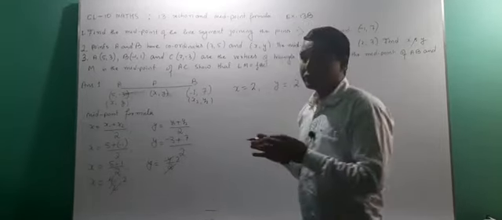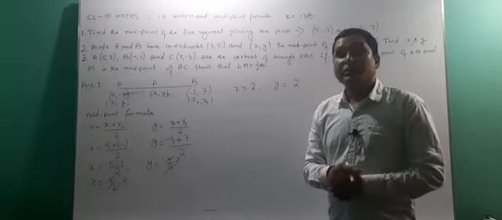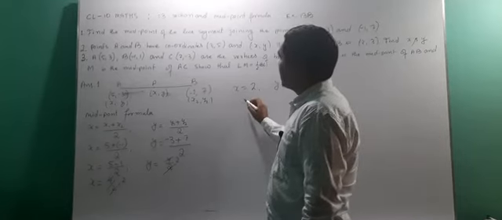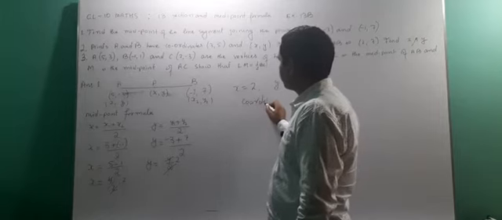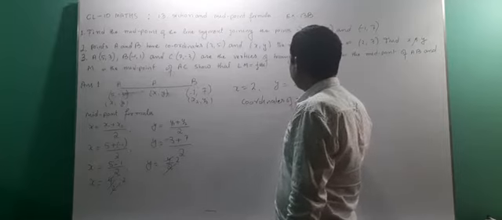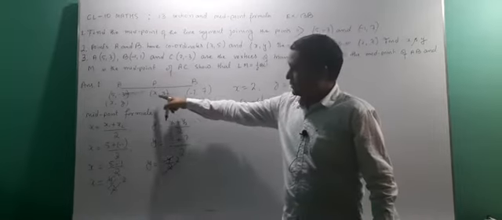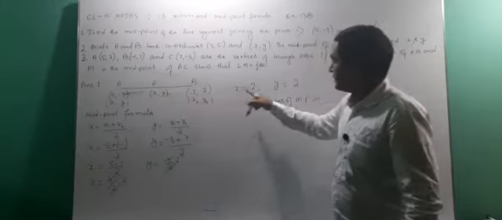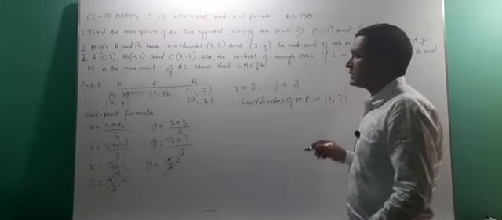While you're writing the coordinates, please write the values of x and y together by putting a comma in between. Therefore, the coordinates of the midpoint are (x, y), that means (2, 2). This is a very easy one.